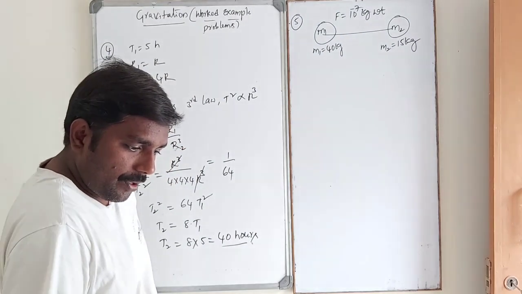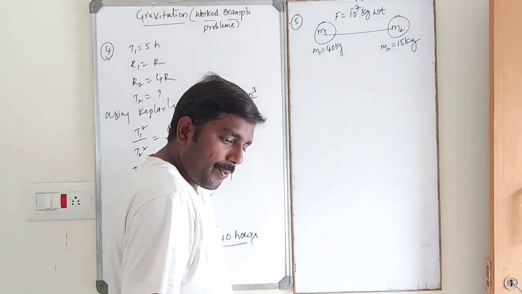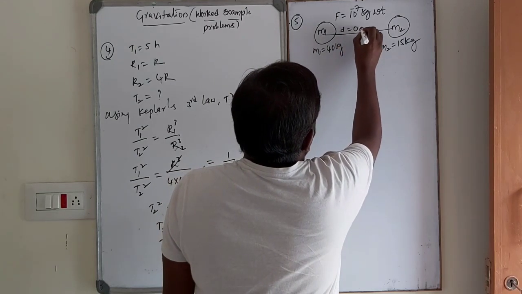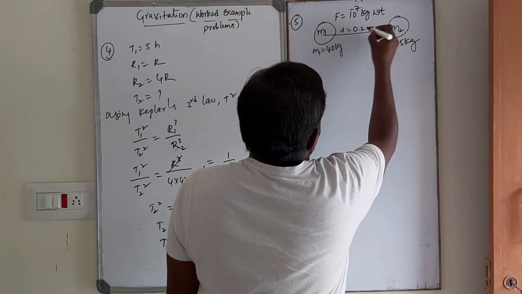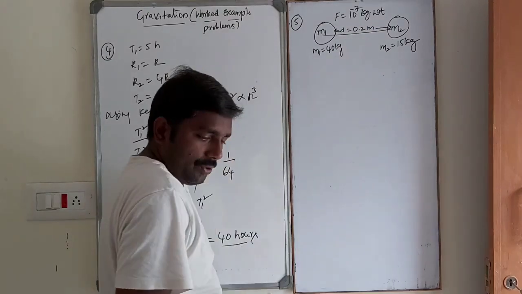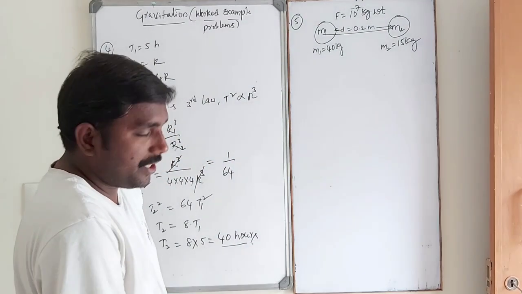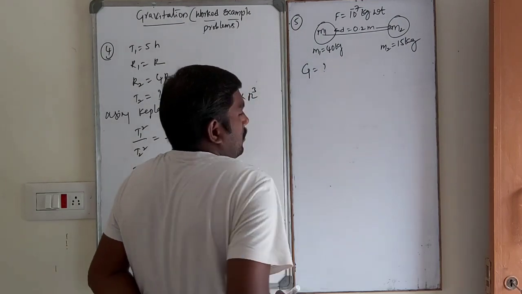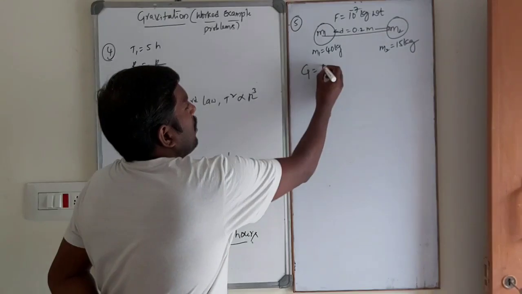When their centers are 0.2 meter apart, the distance between them is 0.2 meter. Find the value of G. Find the value of capital G. How do we find the value of capital G?